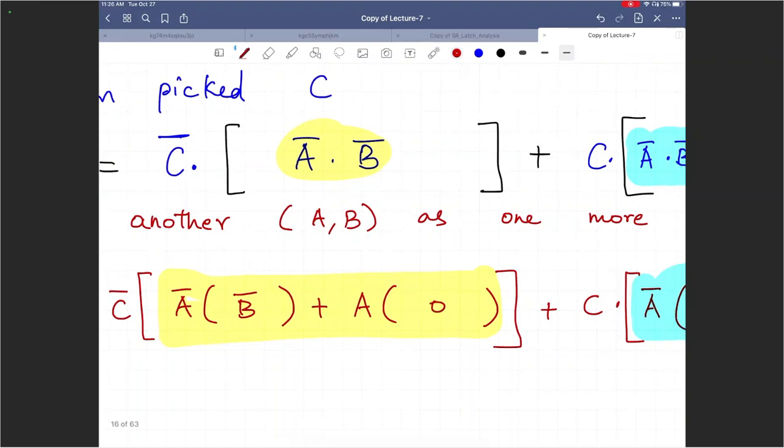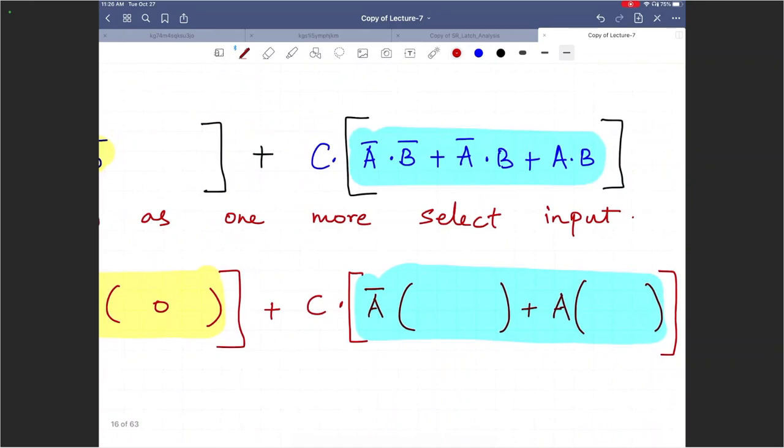All right, let's move on here. What should I fill there? Not B, right. So B or not B, what is that? One, yes. And then the last one, B, perfect.